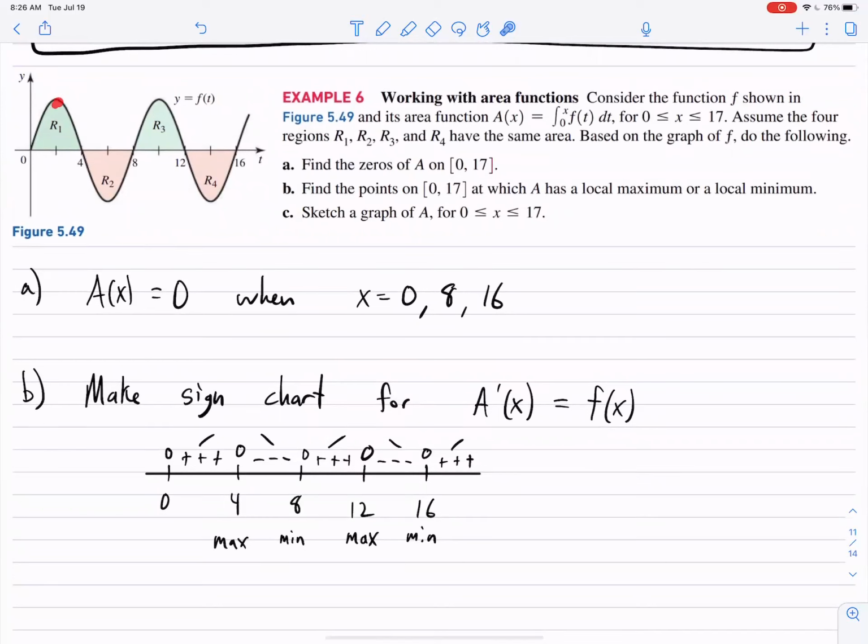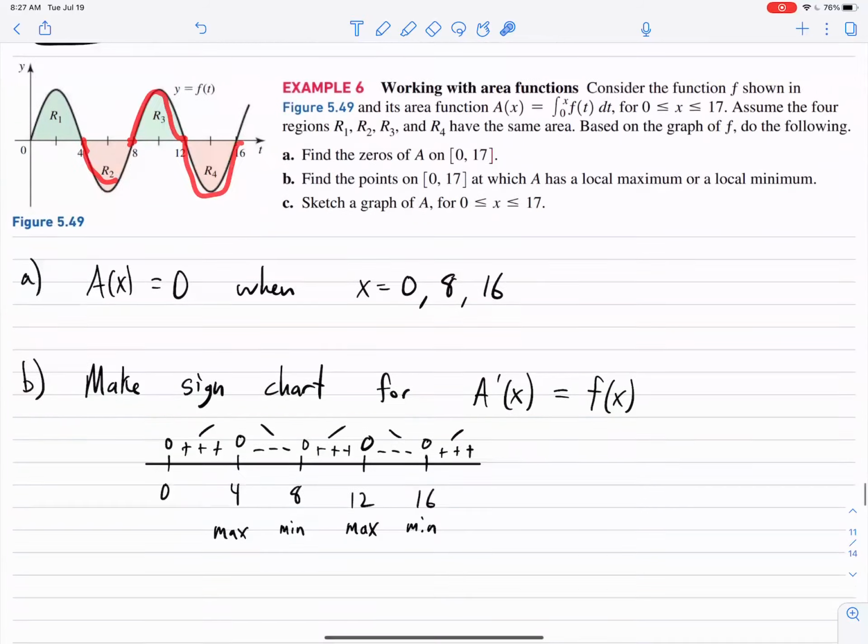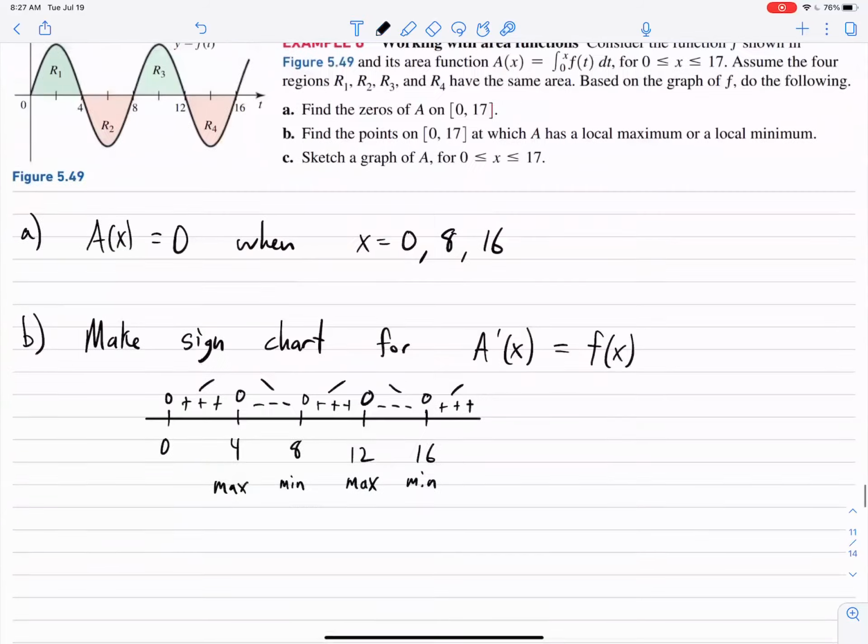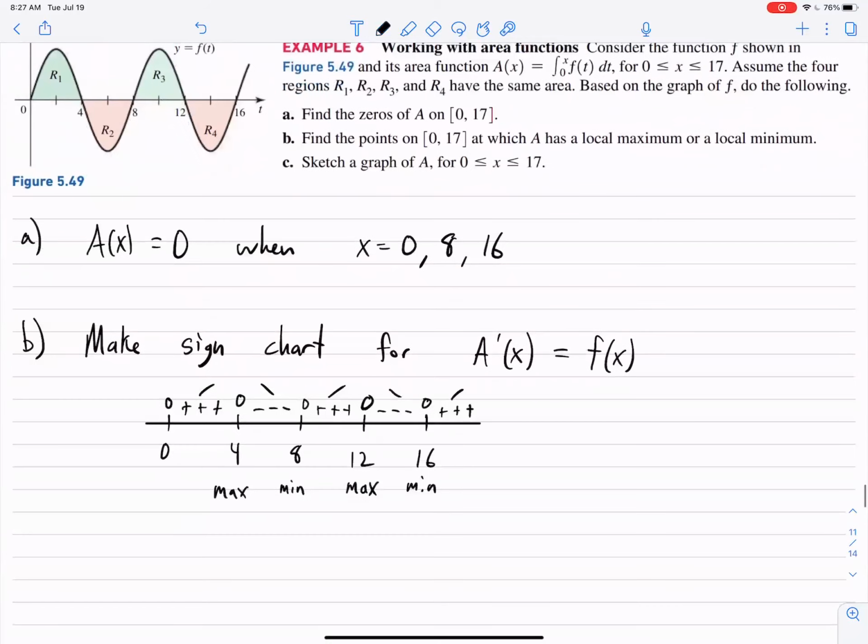Not the original function. The original function has max and mins at 2, 6, 10, and 14. But for the area function, its max is at 4, because that's where it's gained the most area. And then it will have a min at 8, because it's back to 0. It's lost the most area. Then I'll have a max again at 12, because it's gained the most area, and a min again at 16. And so that's how we can find the local max and local mins.